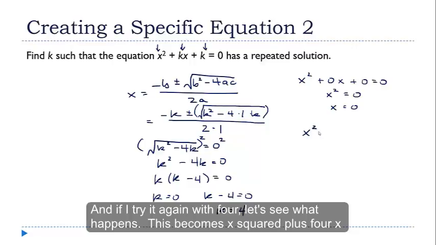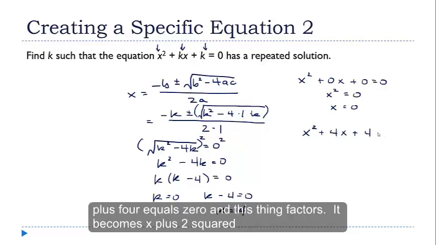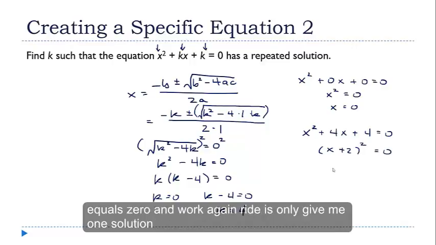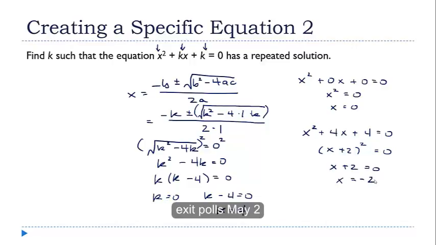And if I try it again with 4, let's see what happens. This becomes x squared plus 4x plus 4 equals 0. And this thing factors, right, to (x plus 2) squared equals 0. And it worked again, right? This only gives me one solution, x equals negative 2.